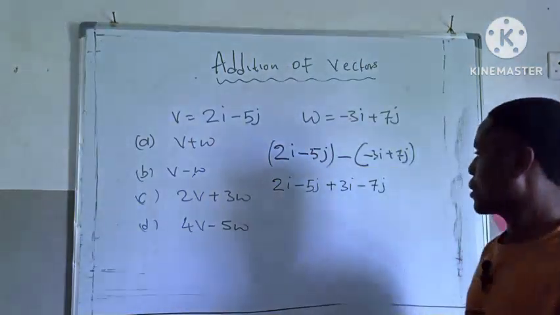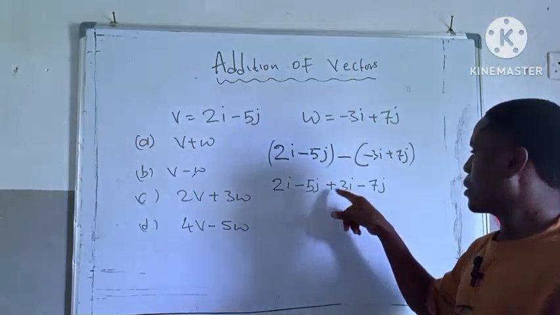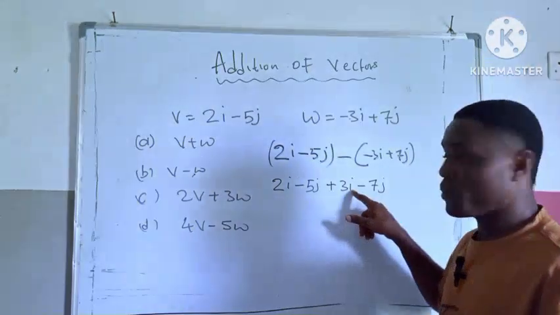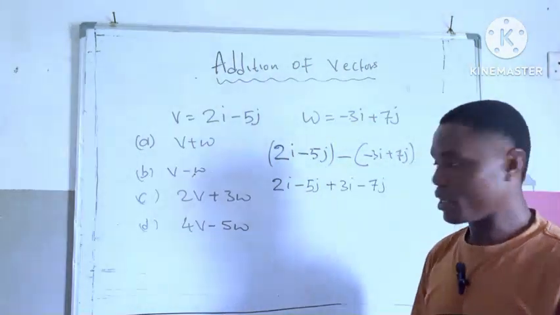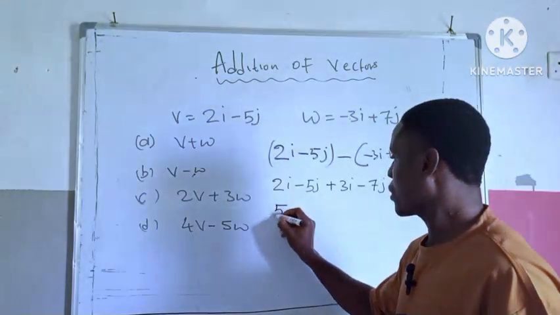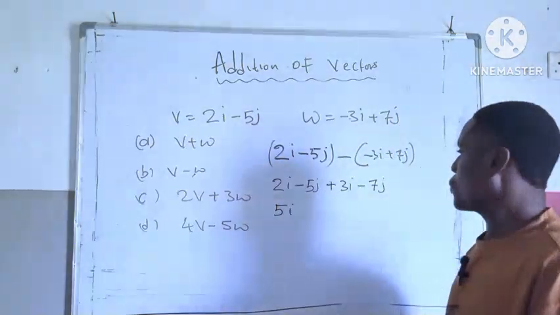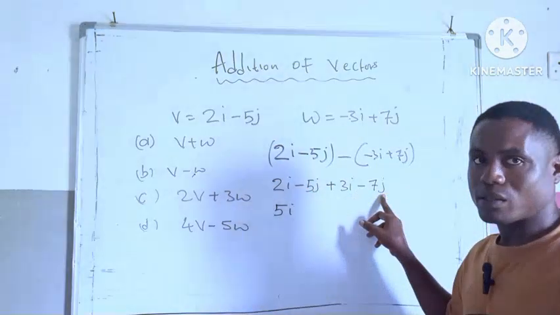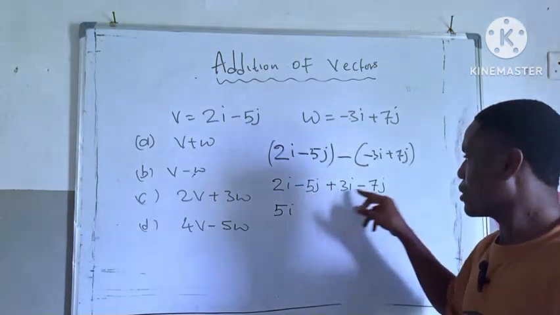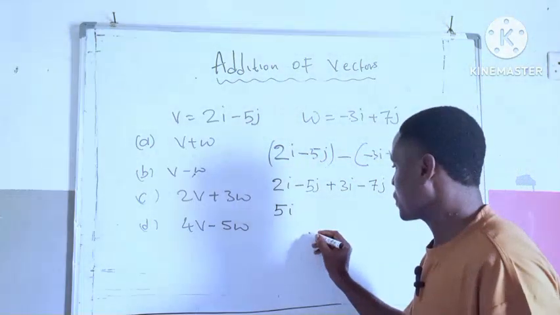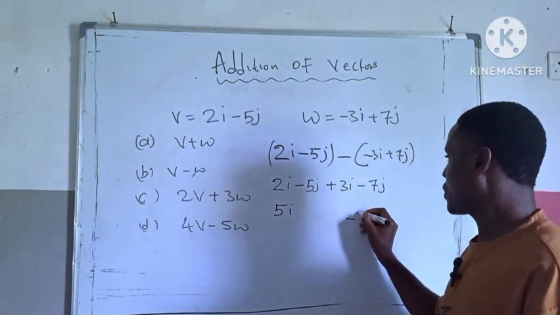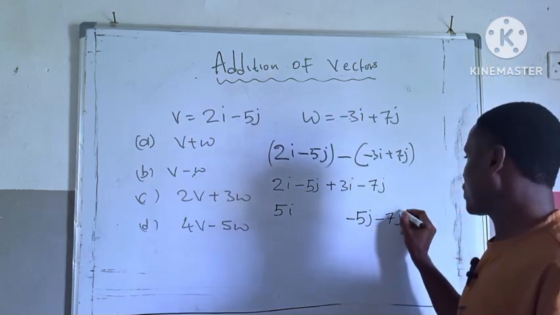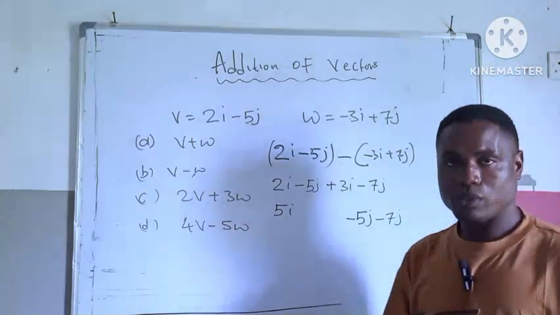So let's collect like terms. We have 2i and plus 3i. 2 plus 3 is 5, and we have i, so we have 5i. Then the second one is minus 5j minus 7j. Let me write it here: minus 5j minus 7j. Now the answer is minus 12j.